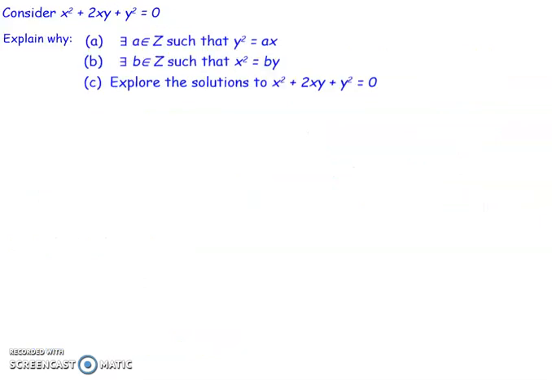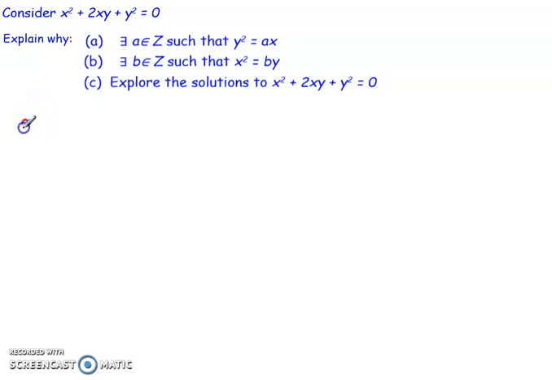So let's consider the equation x squared plus 2xy plus y squared equals 0. And I've got three things I want to look at. First, I want to explain and consider why there exists an a belonging to the set Z such that y squared equals ax. I then want to discuss why there exists another letter b belonging to the same set of numbers such that x squared is equal to by, so x squared is a multiple of y. I then want to explore the solutions to x squared plus 2xy plus y squared there.